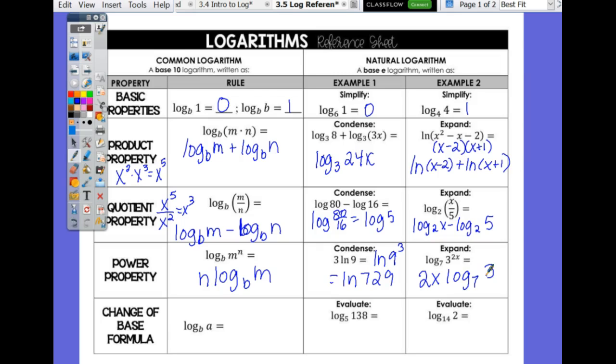So next, the change of base formula. That's what we were just doing, where we take the log of A divided by the log of B. So if I'm going to evaluate, I would take the log of 138 over the log of 5. And this one would be the log of 2 over the log of 14.